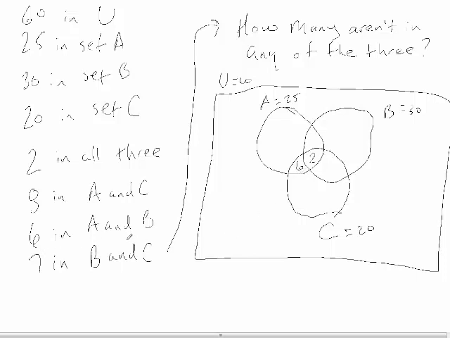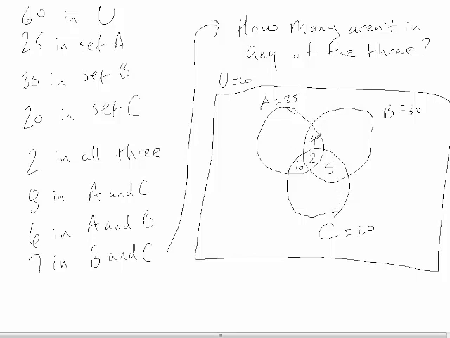We've got 6 in A and B. So A and B is this area right here. So we already have 2 there, so we need 4 more here. So a total of 6 are in A and B. 2 are also in C, 4 are only in A and B. And then 7 are in B and C. So here's B and C. So that means there's 7 total. So 5 in this space, 2 in that space for 7 total.